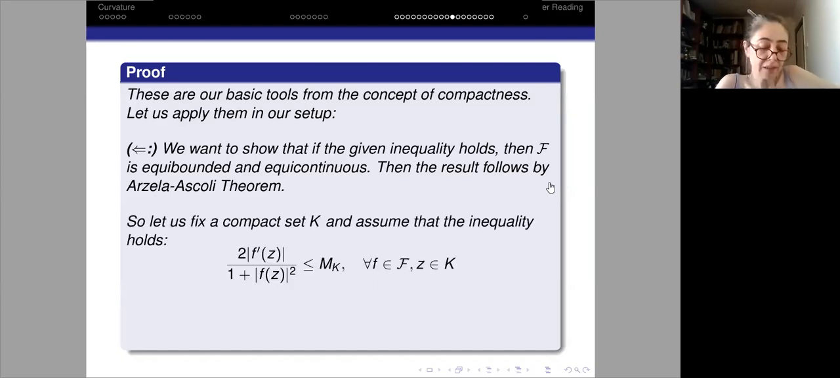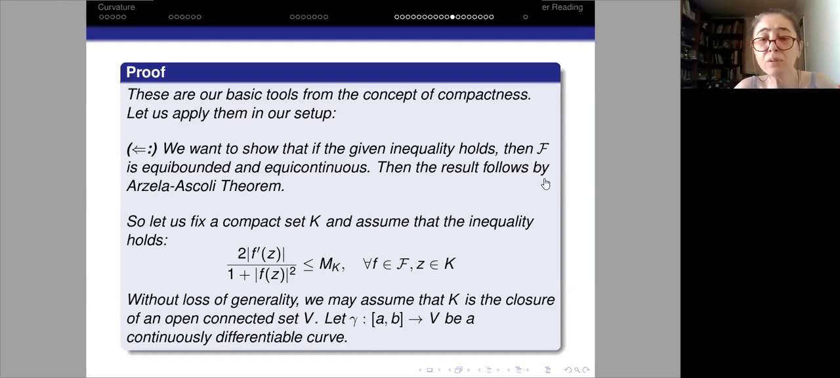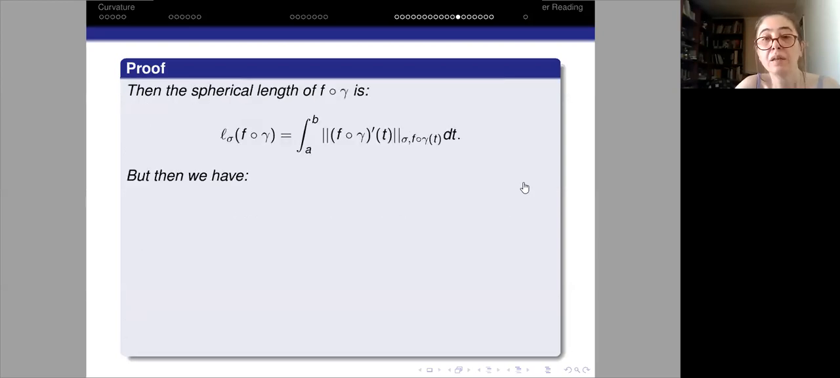So let us fix a compact set K and assume that this inequality holds for all F in our family and for all z in that compact set. Without loss of generality, we may assume that K is the closure of an open connected set. So let gamma be a continuously differentiable curve from a to b in this open connected set V. Then if you remember, the spherical length of F composition gamma, where sigma is the spherical metric, is given by this integral.